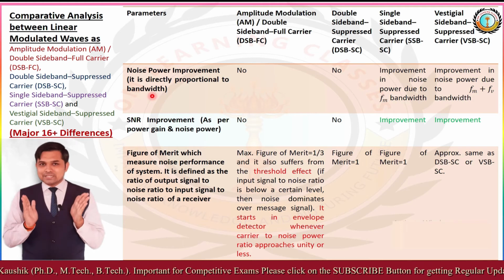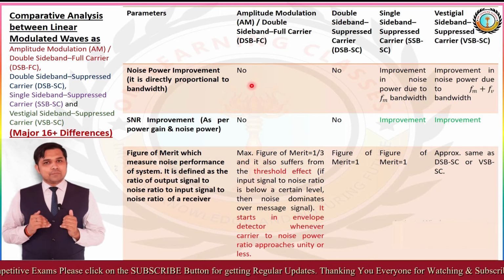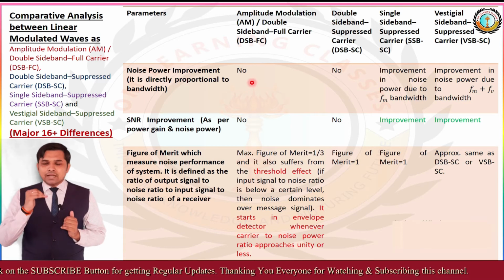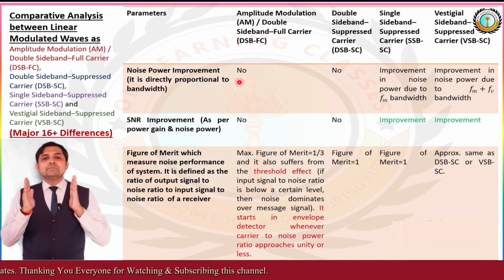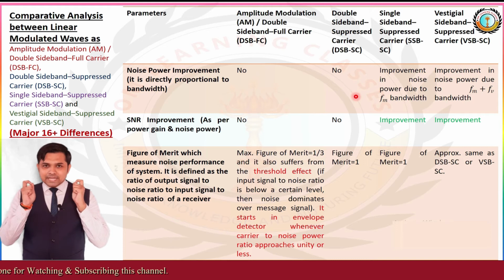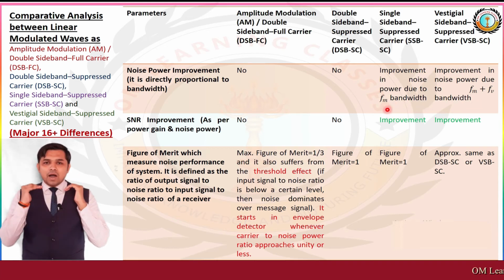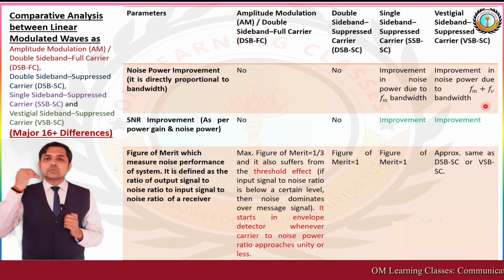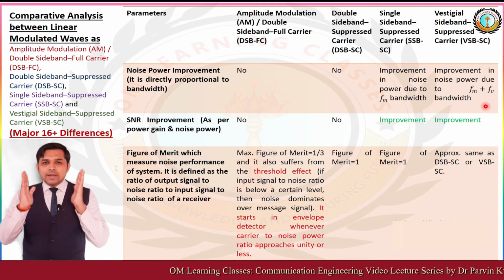Now we have another factor, that is noise power improvement, and it is directly proportional to the bandwidth. In DSB full carrier there is no noise power improvement. In DSB-SC again there is no noise power improvement, because here the bandwidth is twice more. But in SSB-SC and VSB-SC we have the power improvement that is corresponding to fm or fm plus fv bandwidth.